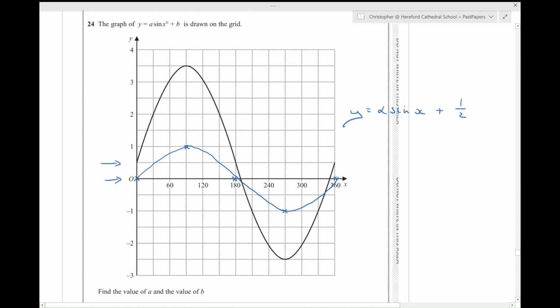Now, this point here, when x is 90, is at 3.5. Well, we know we're going to plus a half, so that's coming down to 3 now, which is 3 times 1. So that will tell me that the graph is y equals 3 sine x plus a half. So I reckon that A is 3 and B is a half. And that's the solution to question 24.